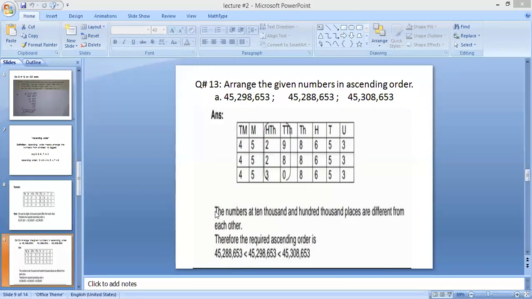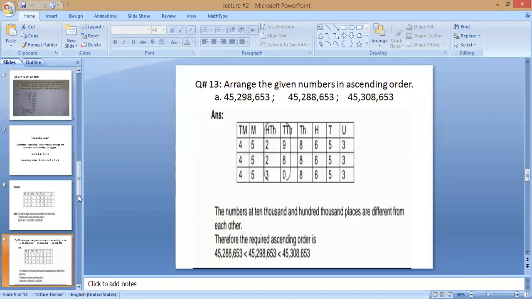Okay, got the point? It's question number 13. You have done the A part here. You have to solve B the same as this. Okay, now come to the next one.